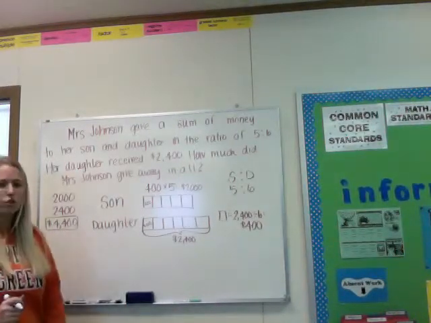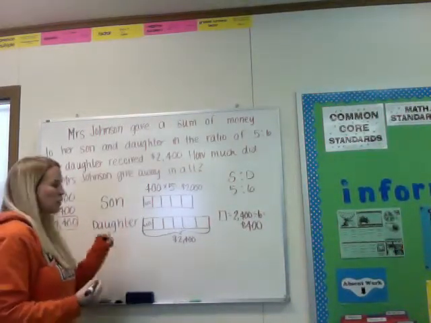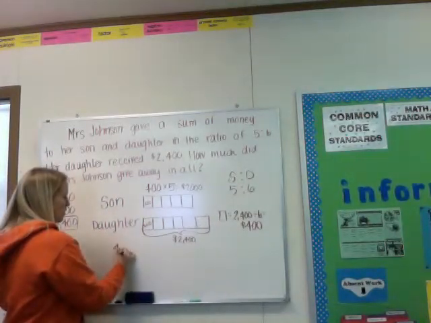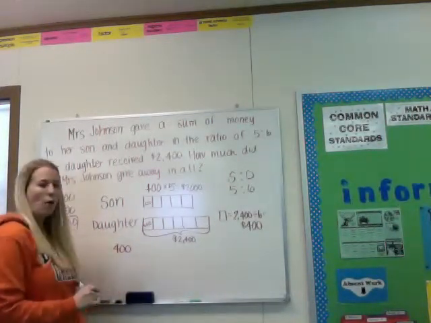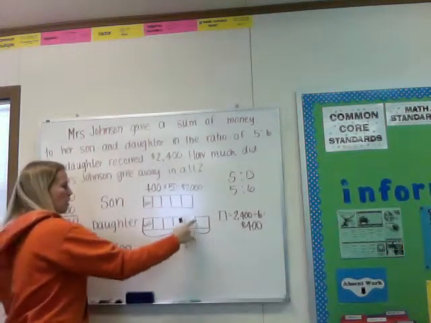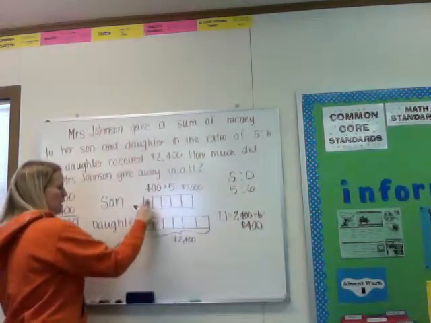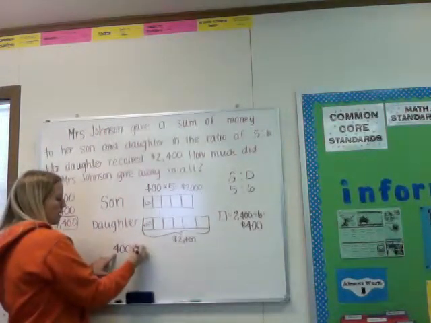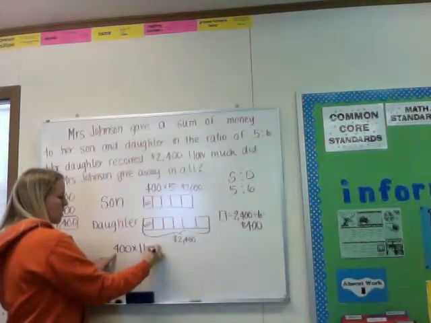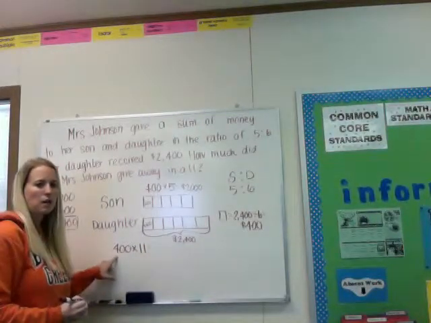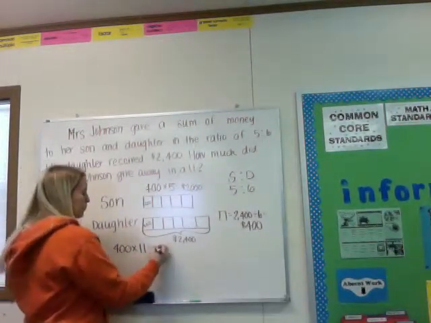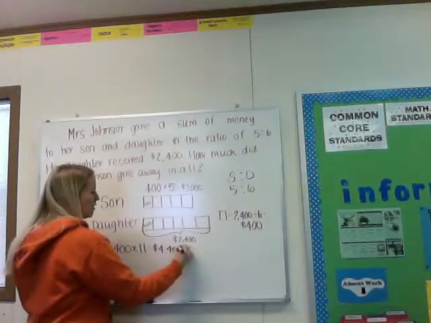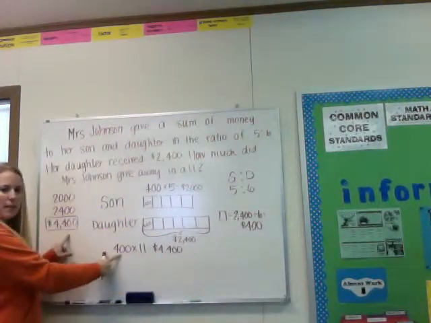The other way I could do this is I could take the fact that every block is worth $400 and I could count how many total blocks there are. 1, 2, 3, 4, 5, 6, 7, 8, 9, 10, 11. If every block is worth $400 and I have 11 blocks, I can multiply those 2 numbers together. When I do that, I get $4,400. Either way is perfectly acceptable.